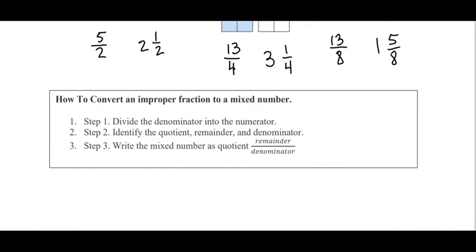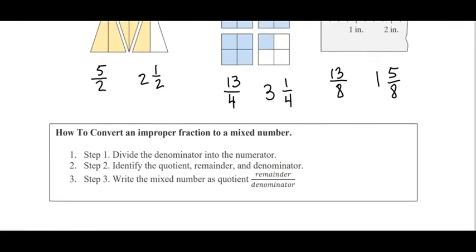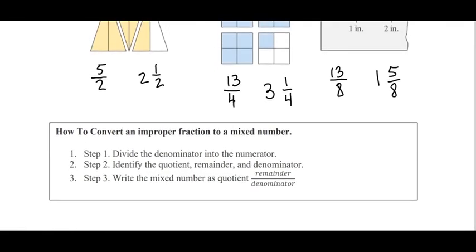Okay, so to convert an improper fraction to a mixed number, we have 3 steps. I am going to work out an example as I read you those steps, so it's easier to understand. We're going to work on 17 over 5. Okay, so that's going to be our fraction.